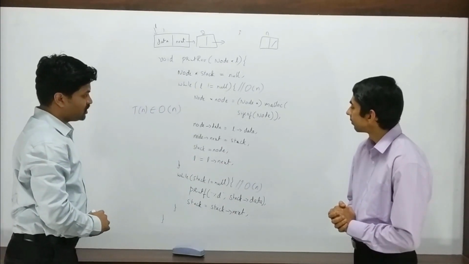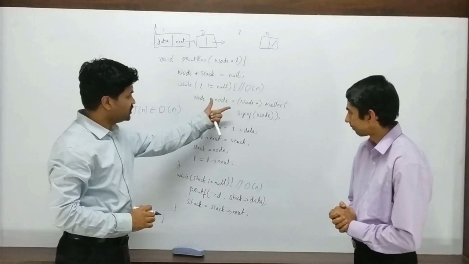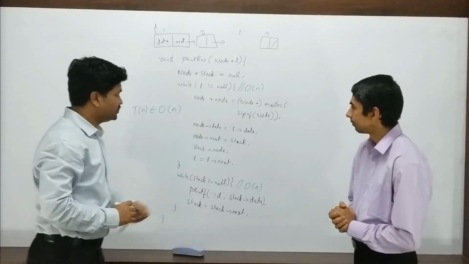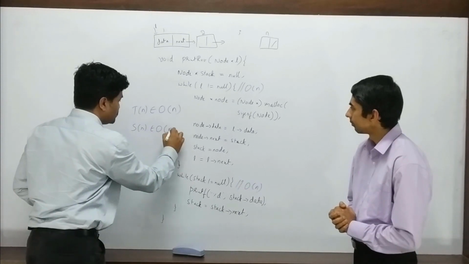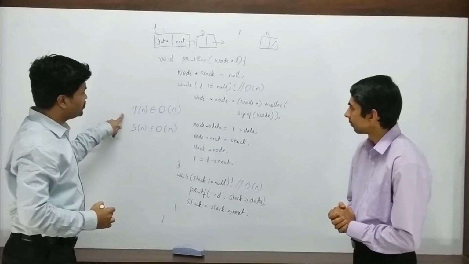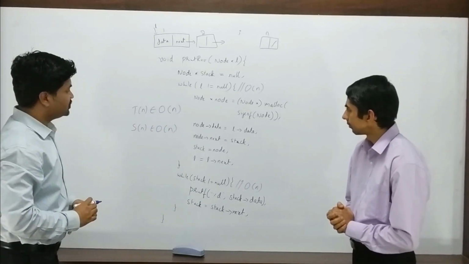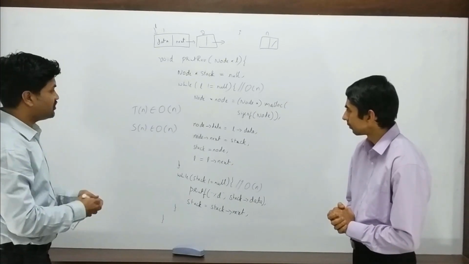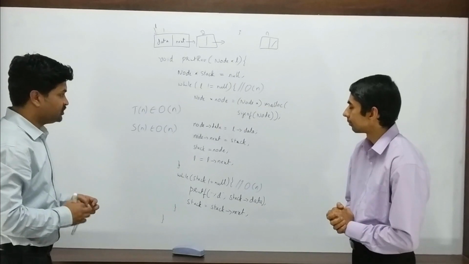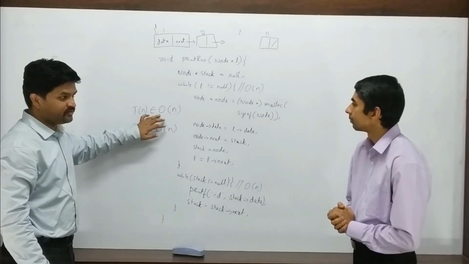And space-wise now we are basically creating a new list. We are creating n nodes essentially. So that's why the space complexity is going to be again big O of n. So time-wise we have come down to big O of n, which is the lower bound for this problem. What I mean by lower bound is that it is the minimum effort needed to solve this problem. So this is the best we can get for time.